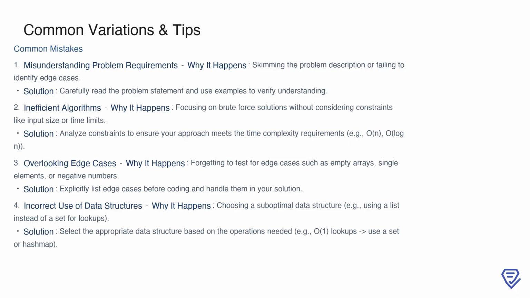Additionally, overlooking edge cases is a frequent pitfall. For example, ignoring scenarios like empty arrays, single elements, or negative numbers can lead to incorrect solutions. The best strategy is to explicitly list these edge cases before you begin coding and ensure your implementation handles them properly. Finally, choosing the wrong data structure can derail your solution. If you need fast lookups, for instance, using a set or hash map is far more efficient than a list.